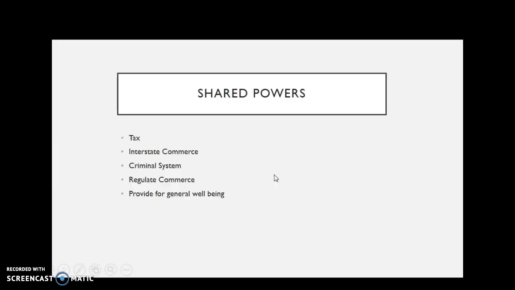But the main thing you need to remember is that national powers are called delegated powers and state powers are reserve powers.